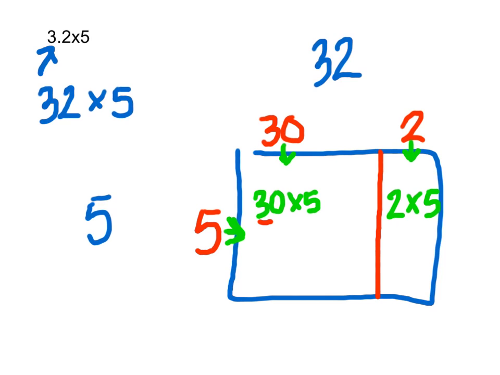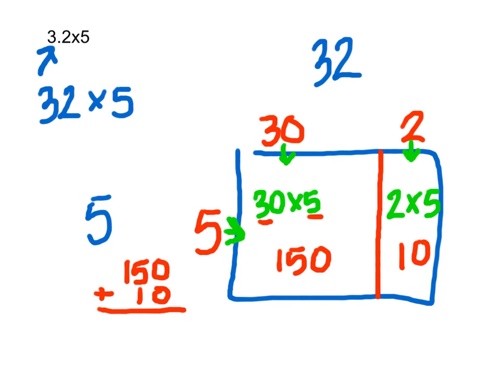I know that 3 times 5 is 15, and then I'm going to add the 0 to the end. 2 times 5 is 10. Now I use these two answers and I add them together in order to get the total of the array. I know that 150 plus 10 is 160. Now we're going to look at the decimal. Now that we have our final answer, we go back to the original problem of 3 2/10 times 5.